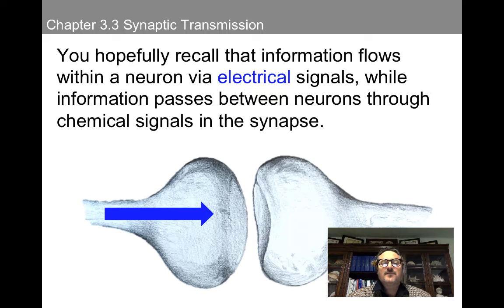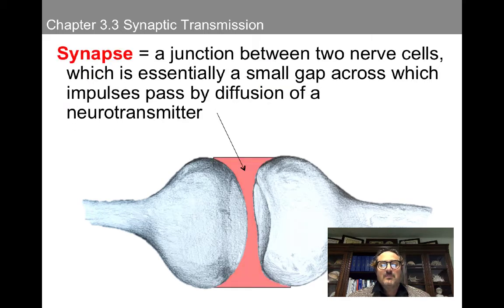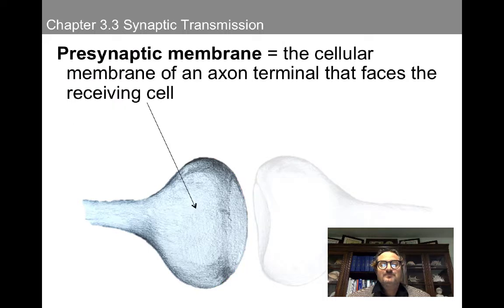So in order to explore this last step, I want to remind you, hopefully you recall, that information flows within a neuron via electrical signals, while information passes between neurons through chemical signals in the synapse, and these are neurotransmitters hitting the postsynaptic membrane. Now the synapse, and you can see the synapse is pink there, is a junction between two nerve cells, which is essentially a small gap across which impulses pass by diffusion of a neurotransmitter.